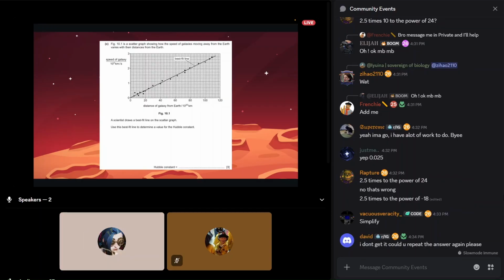Okay. So first of all, you need to find the gradient of the graph. You just find the gradient. I chose 20 and 0.5 because they are easy points to calculate. So then you should get 0.5 over 20, which is 0.025. Can you get that as a gradient?